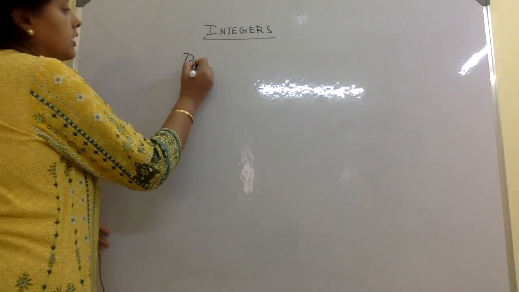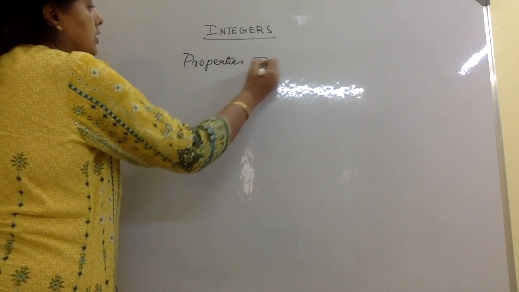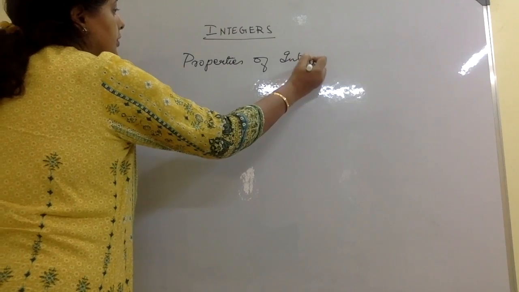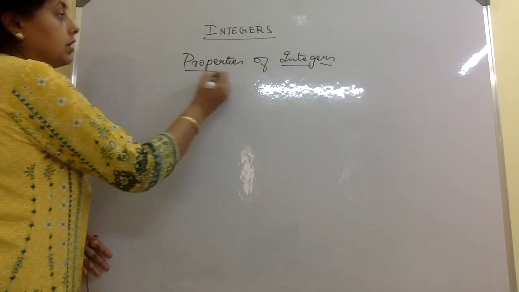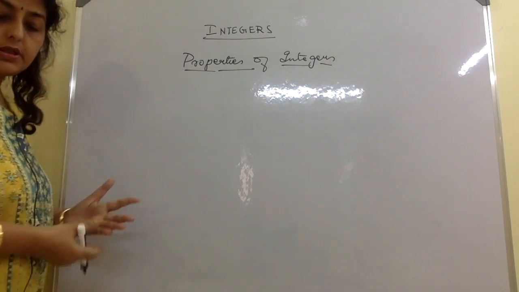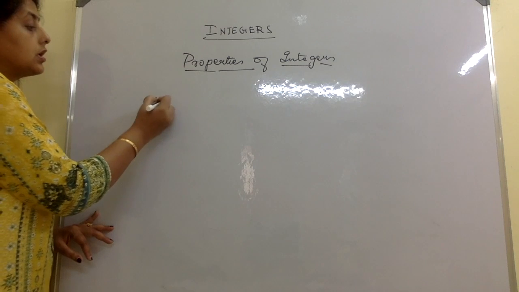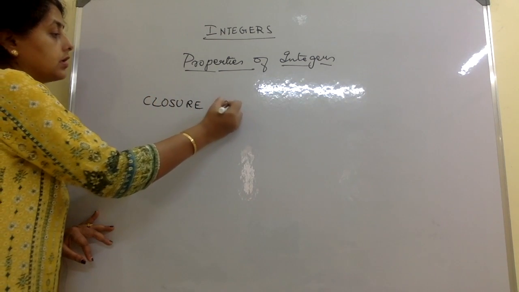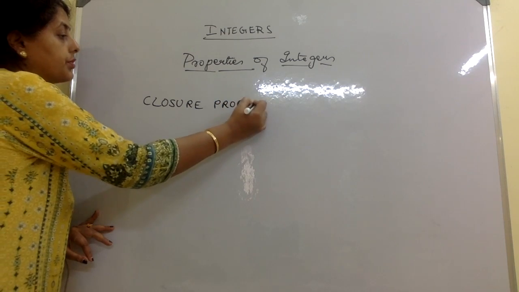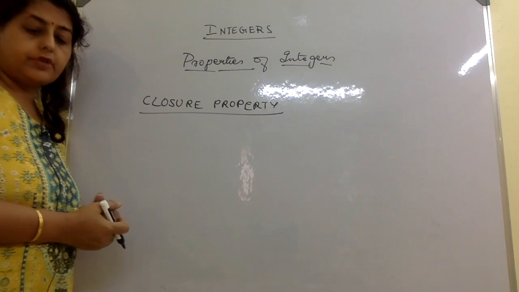Properties of integers. What are the different properties of integers? Let's take up the very first property, which is the closure property of integers.